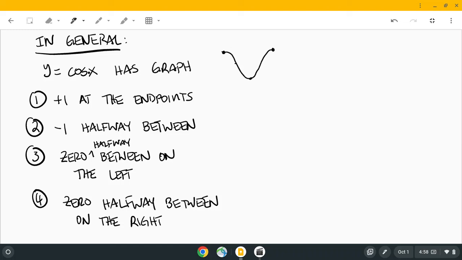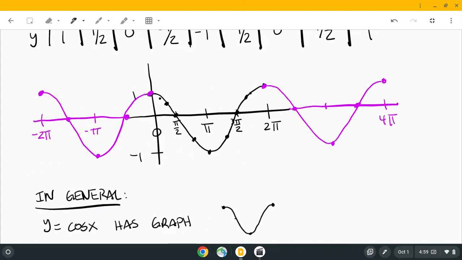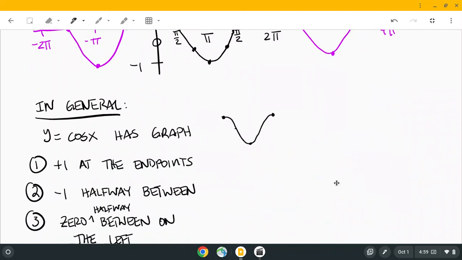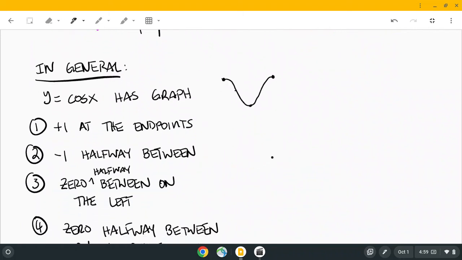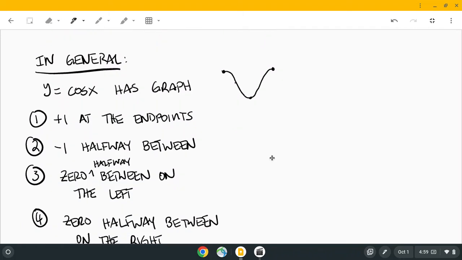So on the endpoints, you get +1, -1 halfway between, and then 0 halfway between on the left, and then 0 halfway between on the right. So halfway between here on the right, you'll have 0. Okay, and that's what we observe here. +1 on the endpoints, -1 in the middle, and then halfway between here, we get 0. Halfway between here, we get 0. Okay, so that is your basic graph for cosine, and then it starts to repeat.